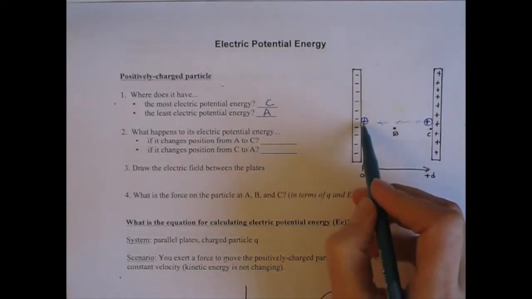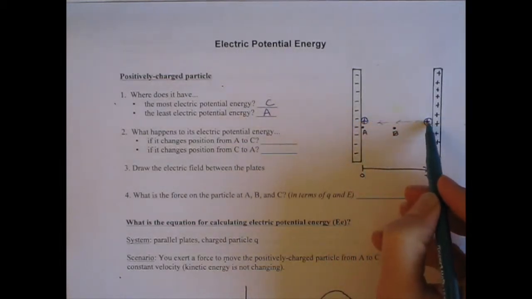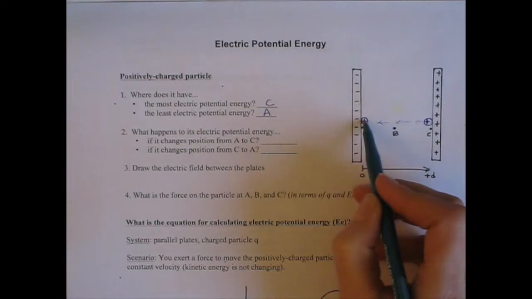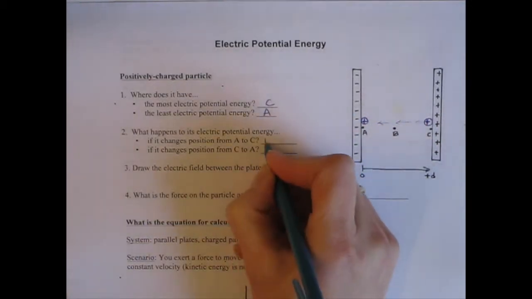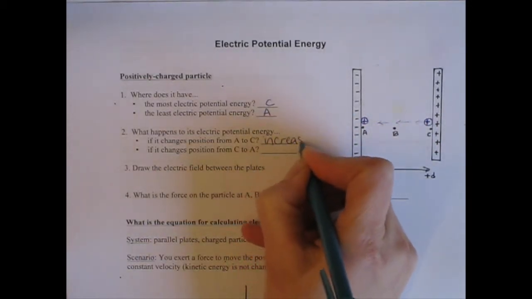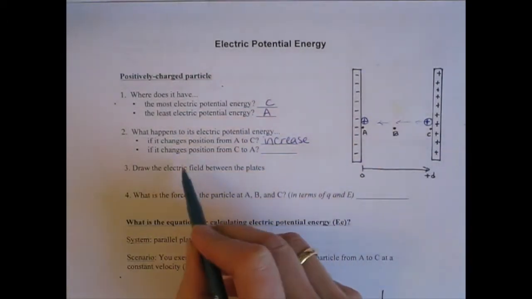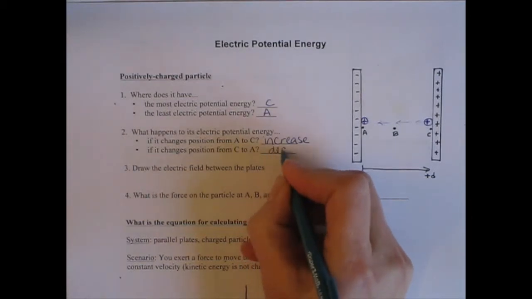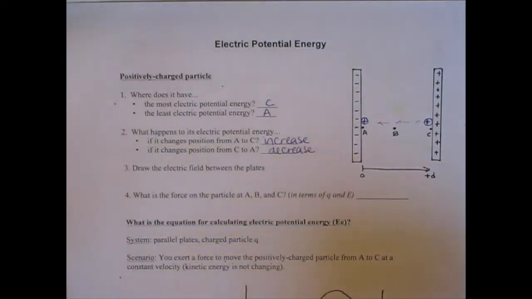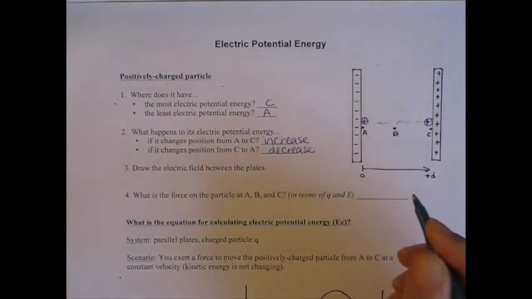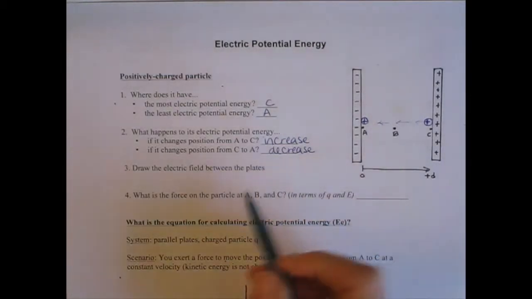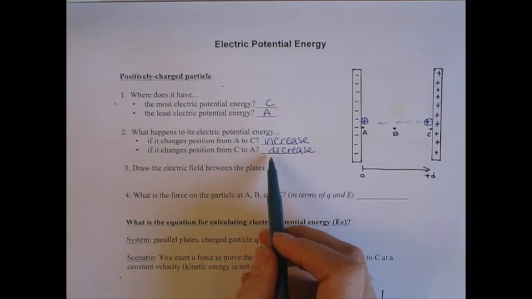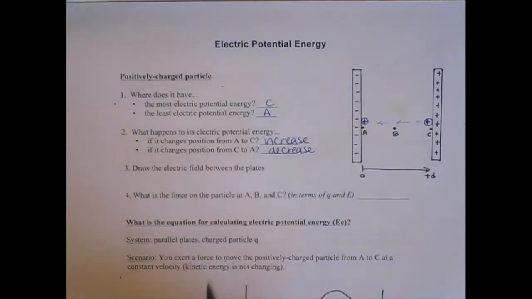Number two, what happens to its electric potential energy if it changes position from A to C? And as we just mentioned, it is not going to do that on its own. You would have to have an external force to move it over there. But if that was done, that's going to increase its electric potential energy. And if it changed position from C to A, that would be a decrease in electric potential energy. Just as if a ball is dropped, as it falls to the earth, it decreases its gravitational potential energy.